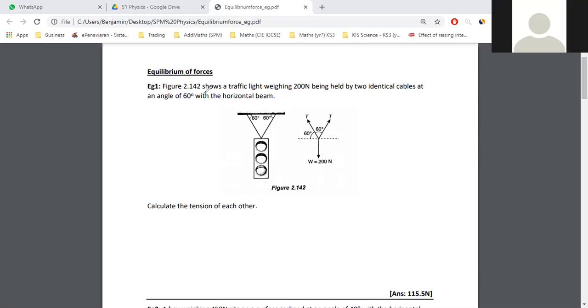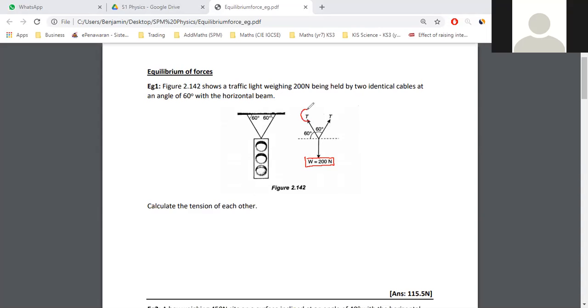Okay, now example 1, we look at a few questions. Figure 2.142 shows a traffic light weighing 200 Newton being held by two identical cables at an angle of 60. Okay, calculate the tension of each cable. Okay, so this one is very similar to just now. So you can try doing this one. Weight is 200 down. You have tension 1 here, tension 2 here. Okay, let's resolve.